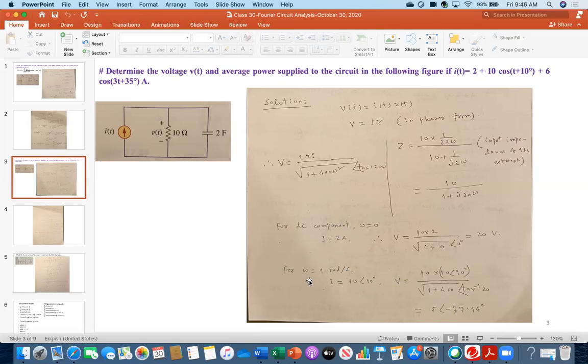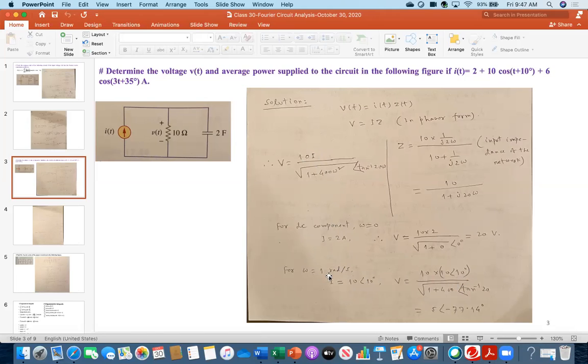And what is the frequency condition? Omega is 1 radian per second. Now you use this condition in this equation for I. So that I am doing. Everybody look, this is 10 over this one, and then the I value is 10 at an angle of 10.